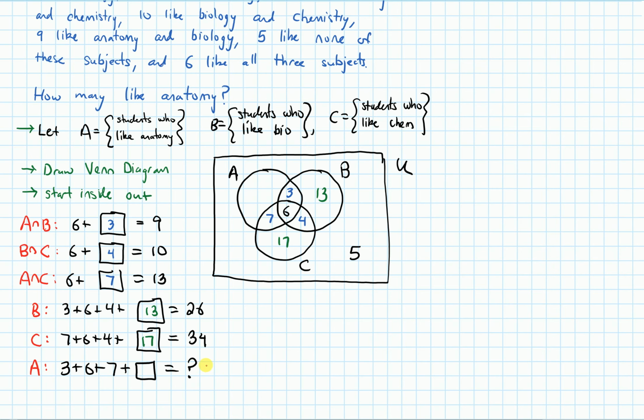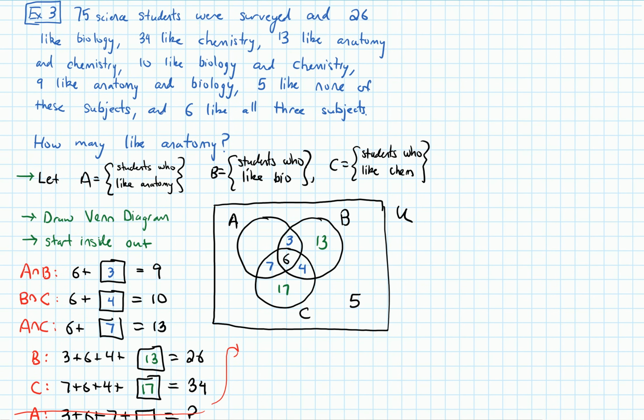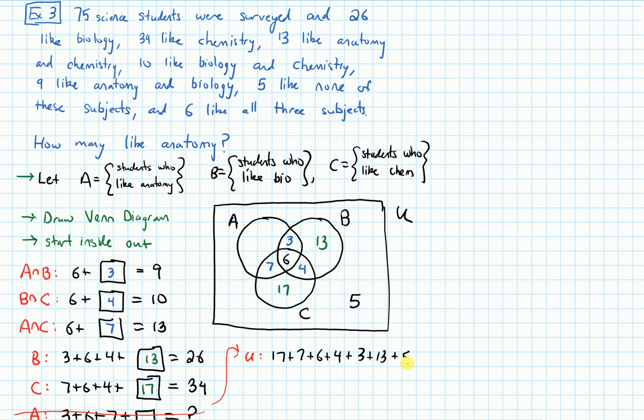So instead, what else does the question tell me? It tells me that there's 75 total students. So let's use the fact that I know how many total are in U. So if I add all these values I have, so we have 17 plus 7 plus 6 plus 4 plus 3 plus 13 plus that 5 plus this missing number. So I'm going to put a box for the missing number, or maybe I could put a variable there. That should add up to 75.